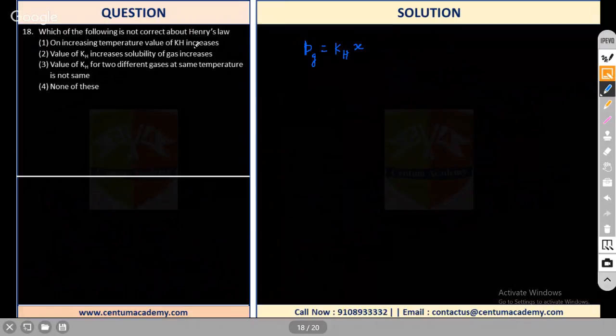Not possible, because we know the dissolution of gas is, we can discuss the exothermic and endothermic nature of this also.